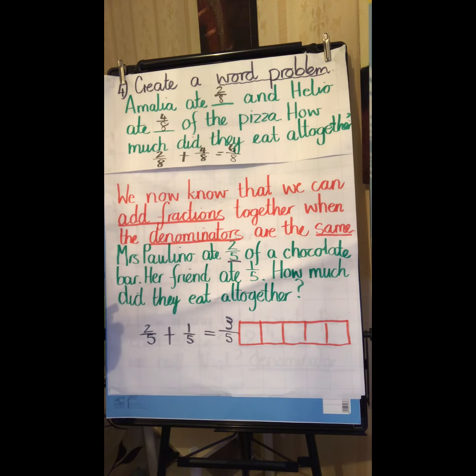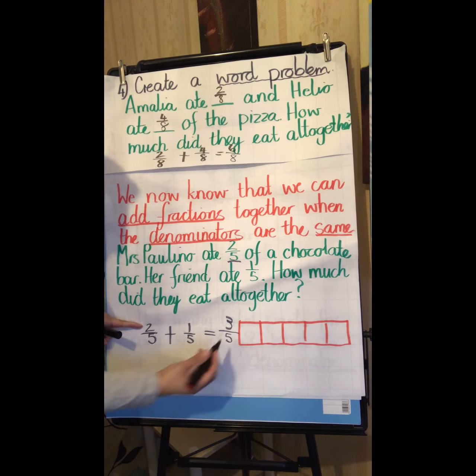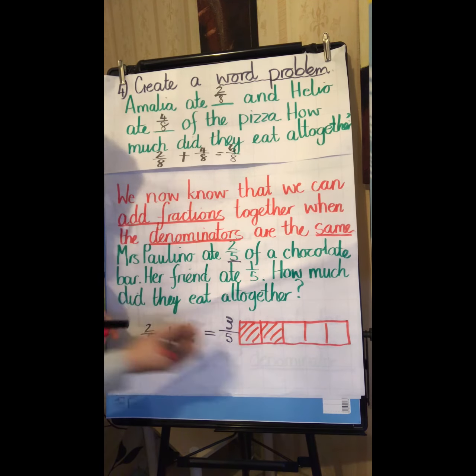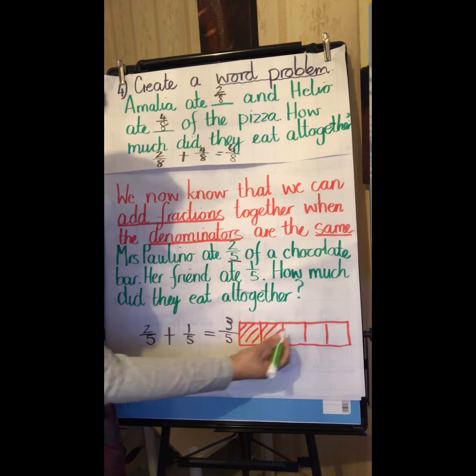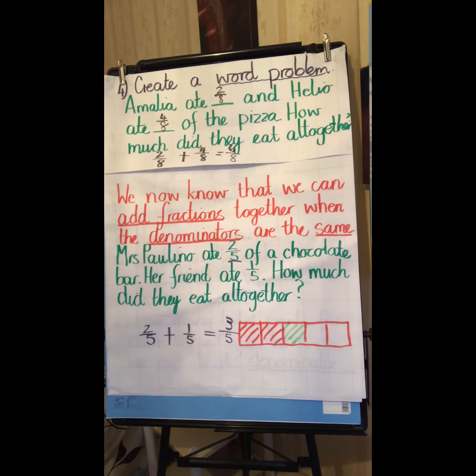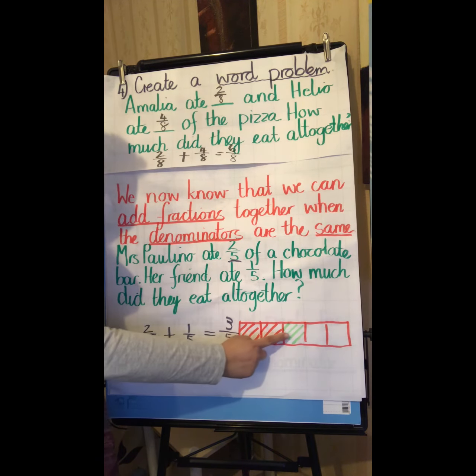So denominator is 5. So Mrs. Polino ate 2/5. So she ate 2 parts. So let's count. 1, 2 parts. Her friend ate 1 part, 1/5. So let's color in her part. So how much of this chocolate bar did they eat all together? Let's count. 1, 2, 3 parts.